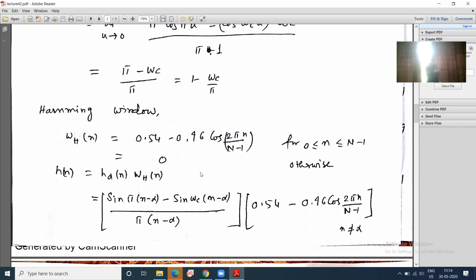The difference is, in an ideal filter, the cutoff is sharp. For example, if we are talking about a high pass filter, then immediately after omega c, your pass band is constant, and immediately before omega c, your pass band is 0. Such a thing is not possible in practical design. Such a sharp cutoff you cannot have.